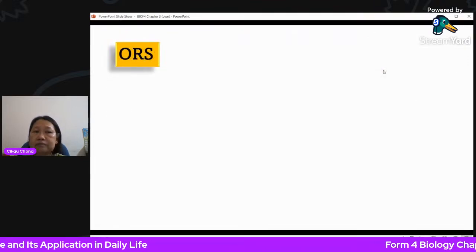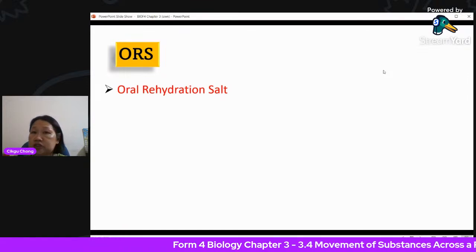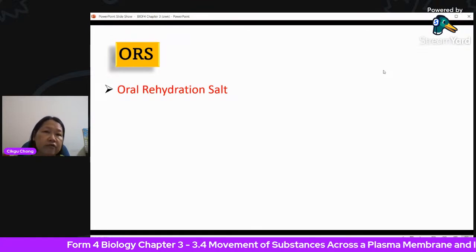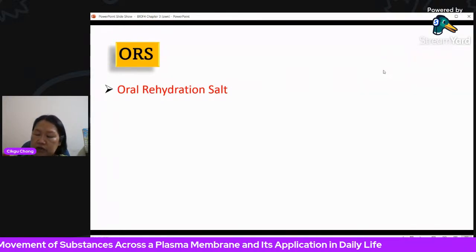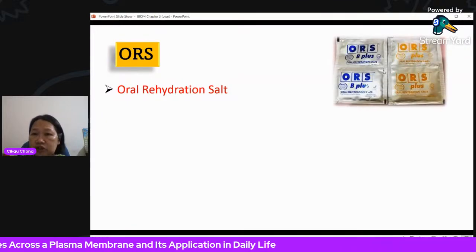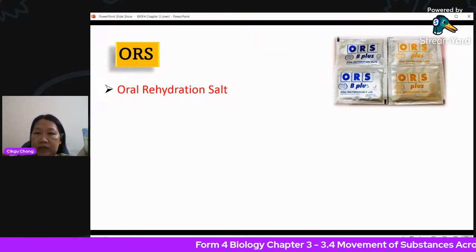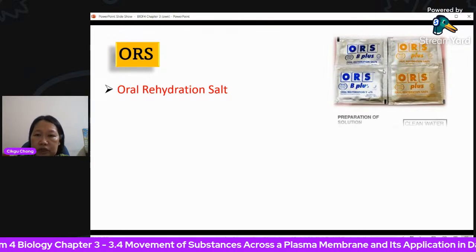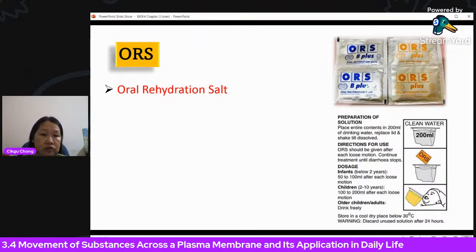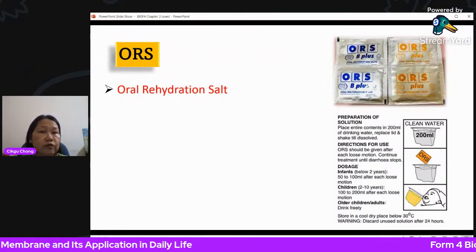Okay, ORS. ORS is oral rehydration salt. So it's actually salt, but they have put the quantity to be exactly the correct quantity. You can see all these packs, ORS. I'm sure when you went to see the doctor when you were having diarrhea or when you were vomiting a lot, the doctor will always ask you to take a pack of this, put it into about 200 ml of water, a glass of water, and drink it up. Of course not all at one go, that will be too much. So just give it over a few hours.